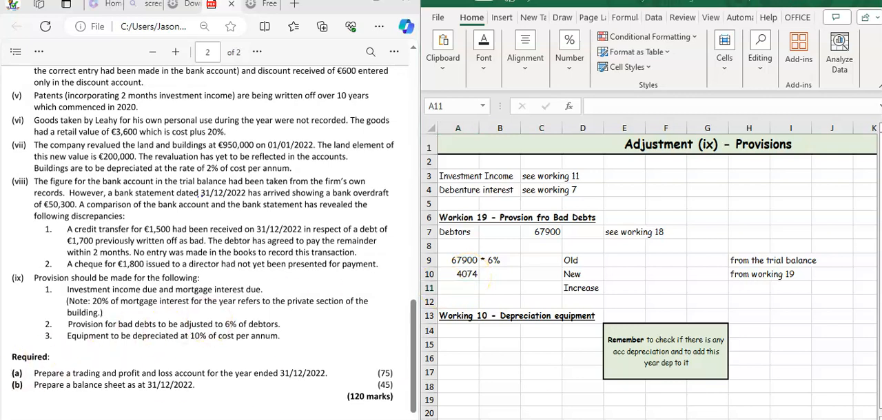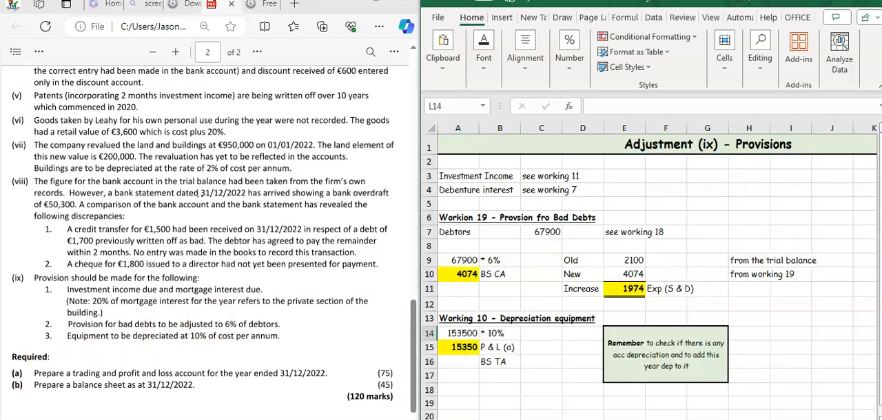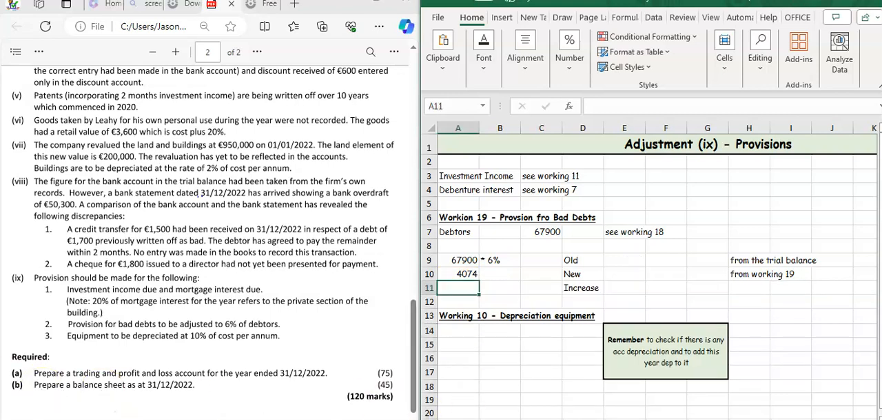So our new provision is 4,074. So that's my new provision. So that's going to go into my balance sheet as a current asset. It's going to be taken away from my debtors figure.